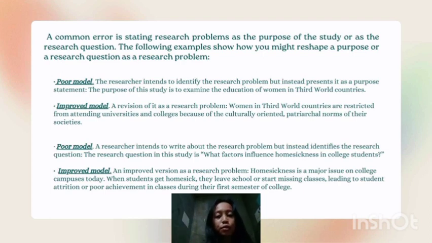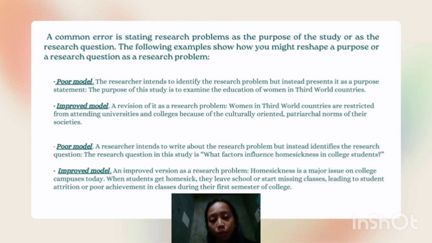So the following examples show how you might reshape a purpose or a research question as a research problem. The first example is a poor model, or is poorly constructed. The researcher intends to identify the research problem but instead presents it as a purpose statement. The purpose of the study is to examine the education of women in third world countries. It is directly stated and so simple.